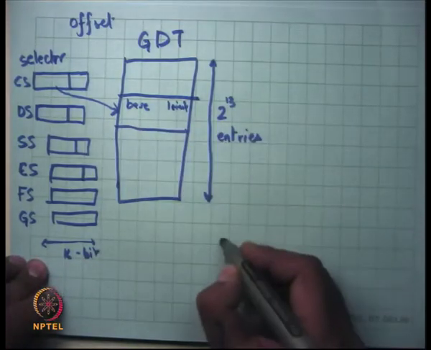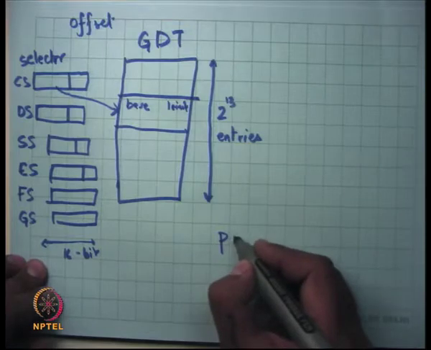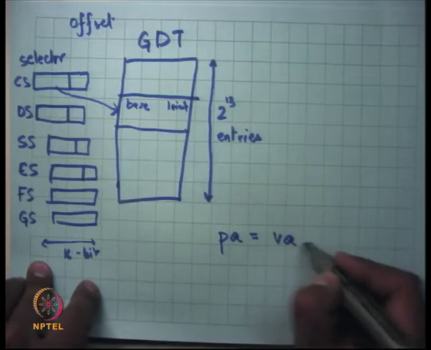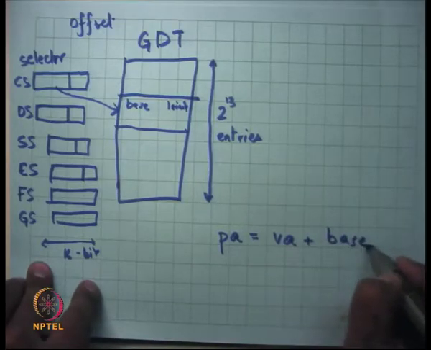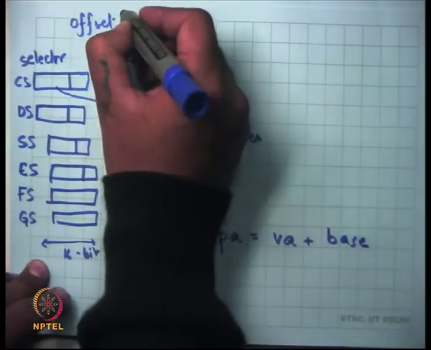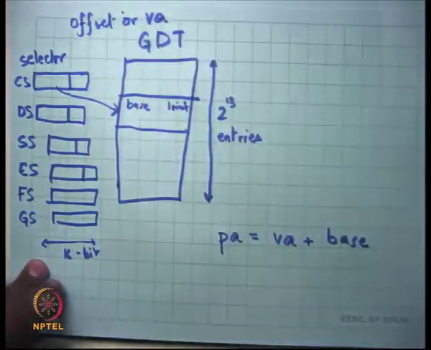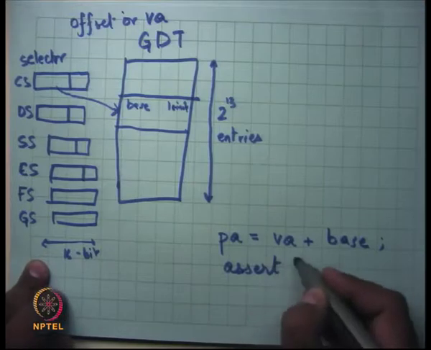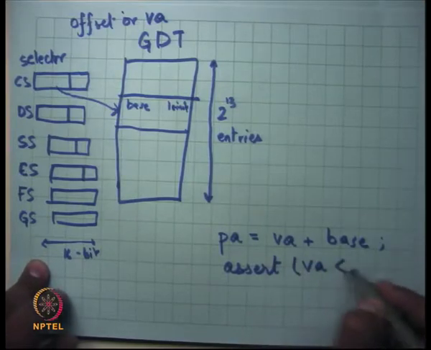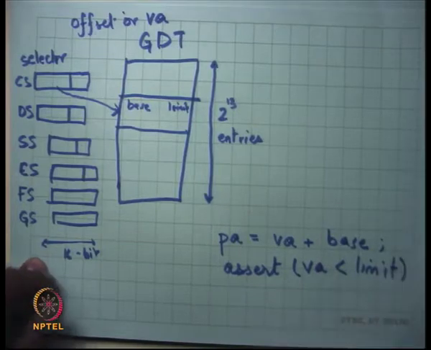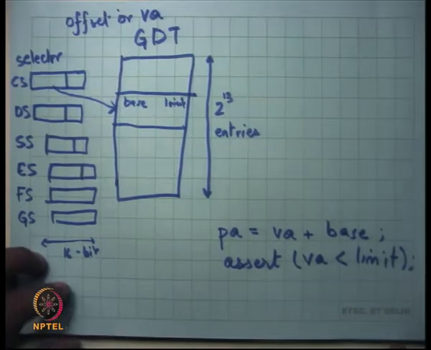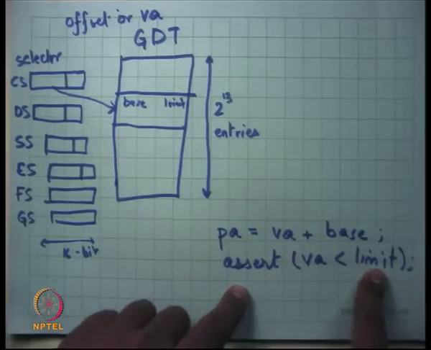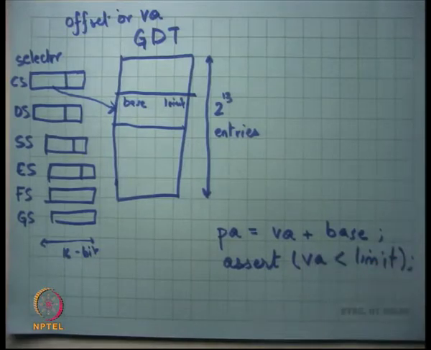And what I am going to do is say PA is equal to VA plus base, where VA is this offset. But also assert that VA is less than limit. So it's giving you more than what the 16-bit does, and the thing that's giving more is that it's also checking that it's not overflowing its permitted limit.